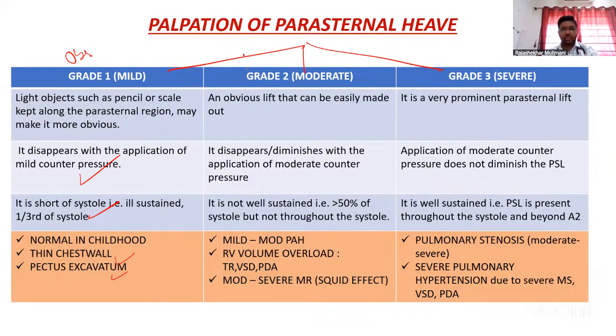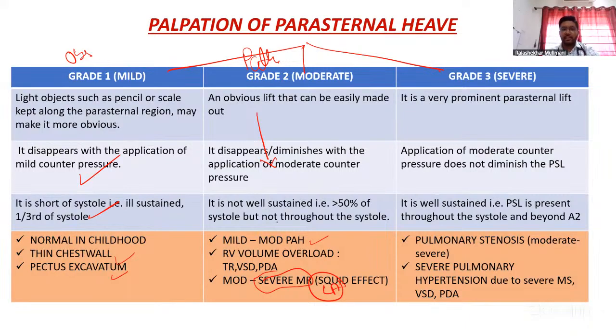Whereas grade 2 is always pathological, in which there is an obvious lift, but by applying pressure, it is going to obliterate. This is called a grade 2 parasternal heave. It is seen in mild to moderate pulmonary hypertension, in volume overload conditions, and sometimes a severe MR or a moderate to severe MR in which the LA is enlarged. It can produce a grade 2 parasternal heave.